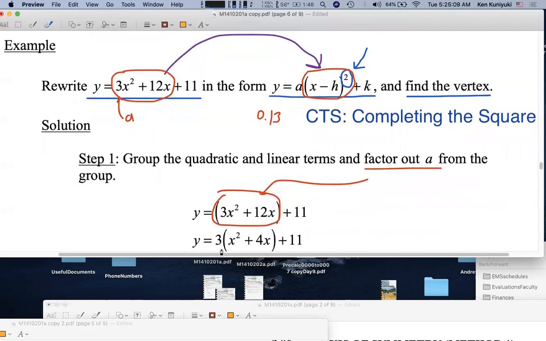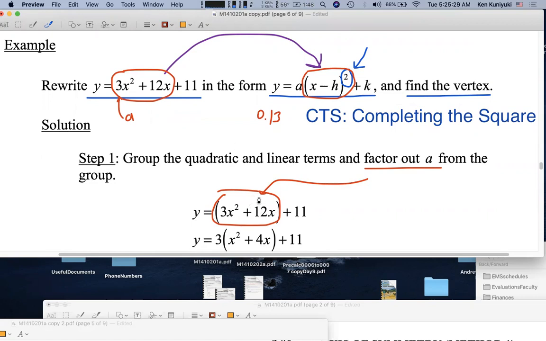When you factor, you divide. When you factor out the 3, you get 3 times the quantity, x squared plus 4x, and you have all of this plus 11. And don't forget the y equals over here. Now, bear in mind, you factor out a. You don't factor out the GCF. For example, we don't factor out the x.